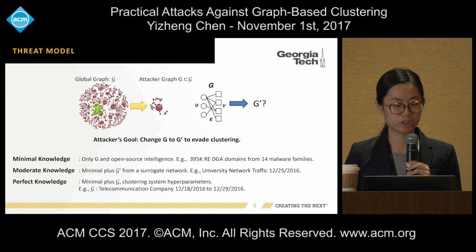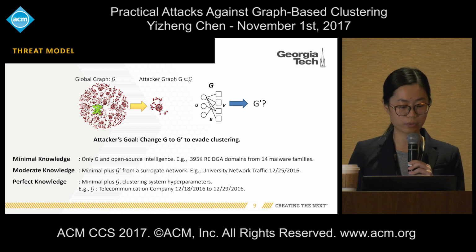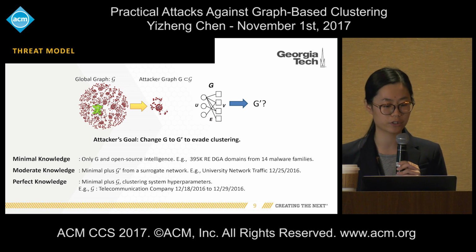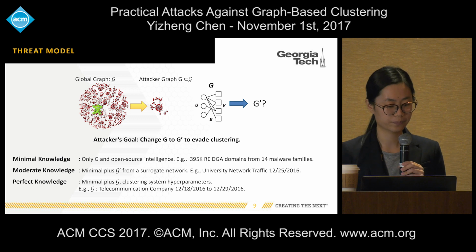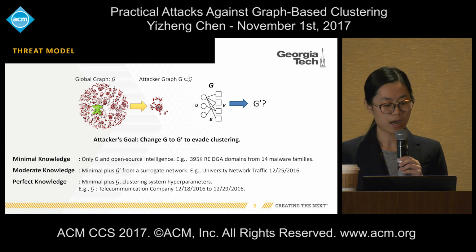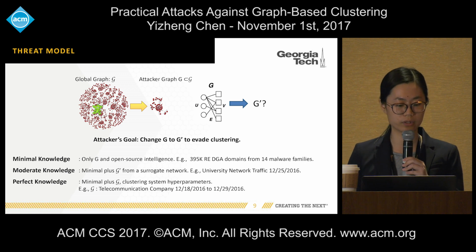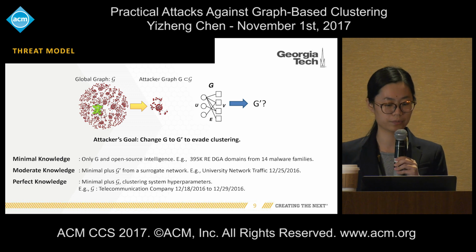There's a global graph curly G that the defender wants to cluster. And within the global graph, the attacker sees a local graph G belonging to the curly graph G. And this attacker graph is a bipartite graph. The attacker's goal is to answer the following question: how can she change G to G prime to evade clustering? There are three different types of attackers: minimal, moderate, and perfect knowledge.